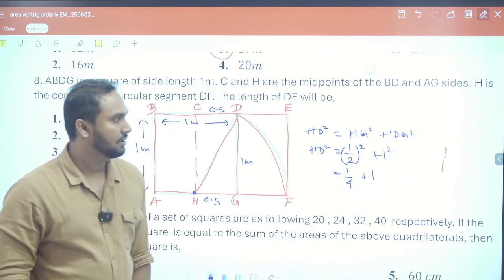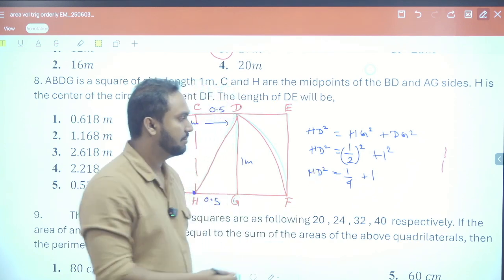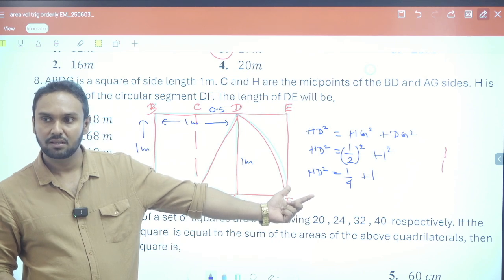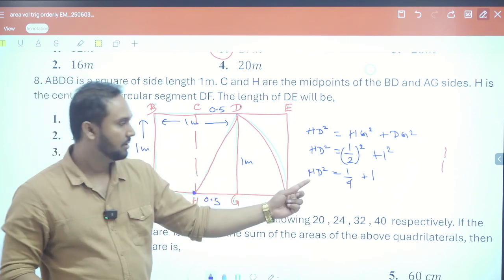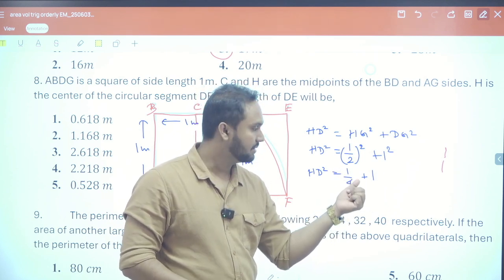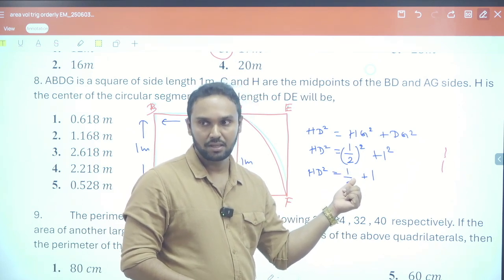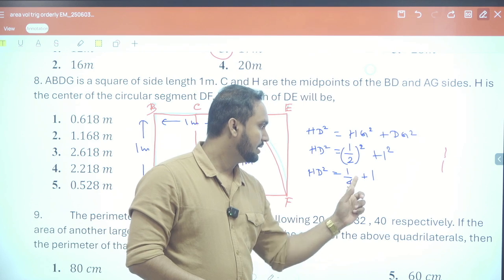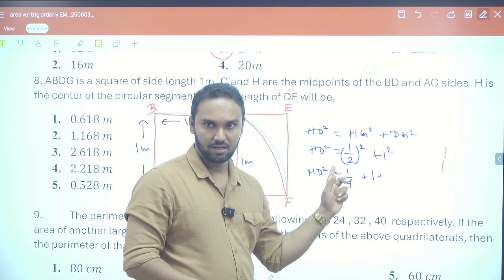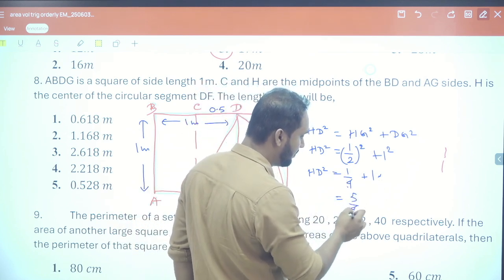Then again you have to simplify HD square. How do you simplify this one? You have to convert this into a proper fraction. How do you do it? You multiply this by 1 and add it to the top. Because there's an addition here, you have to add it. If there was a deduction, you would deduct it. So 4 times 1 is 4, plus 1 is 5. So the answer will be 5 over 4.